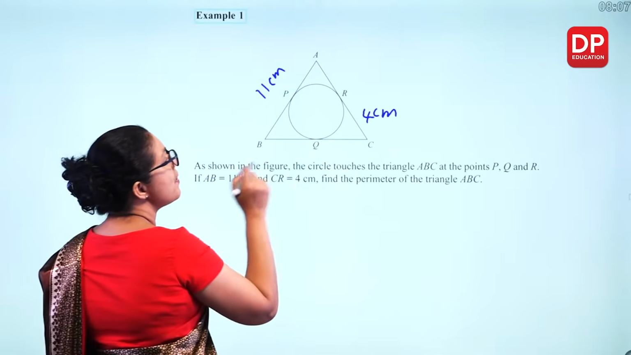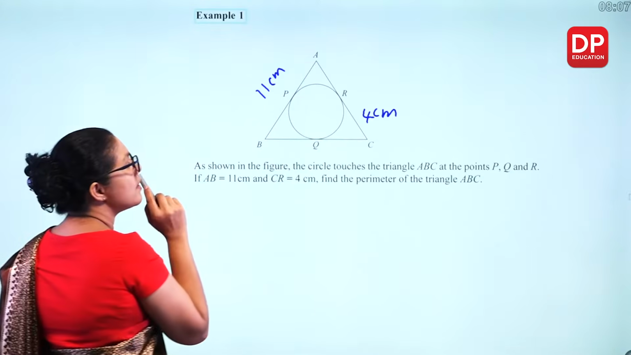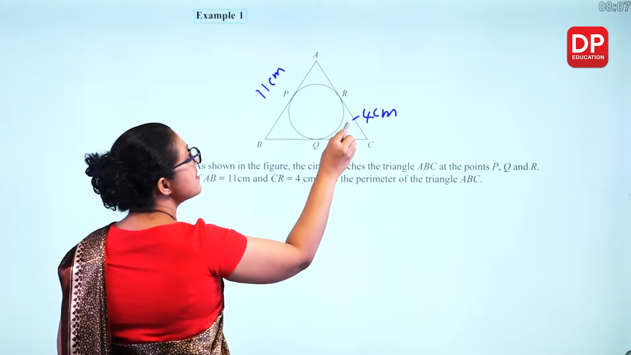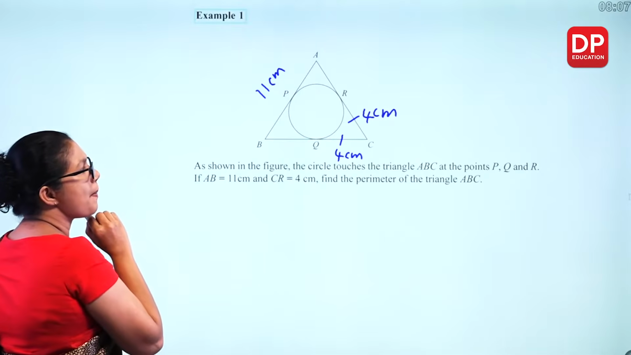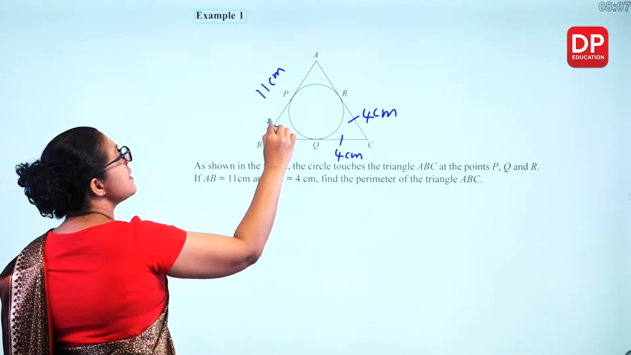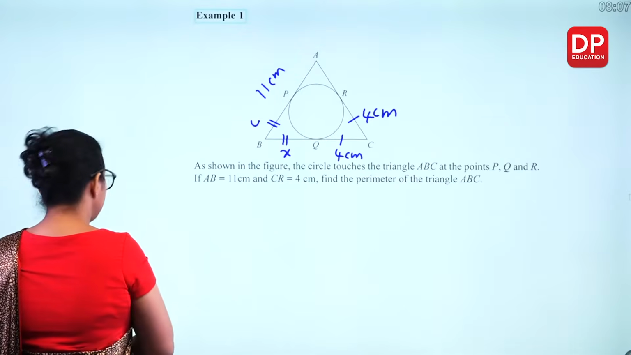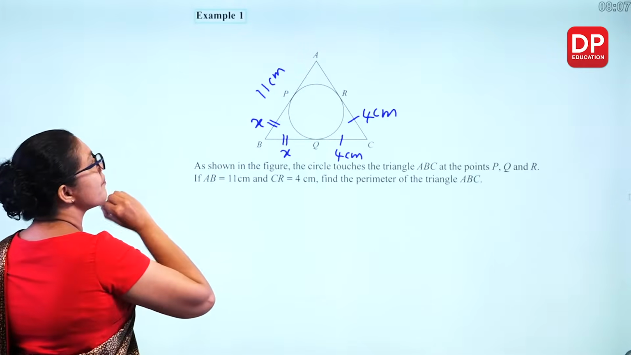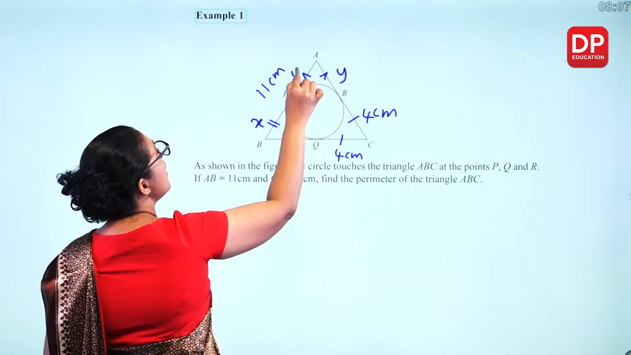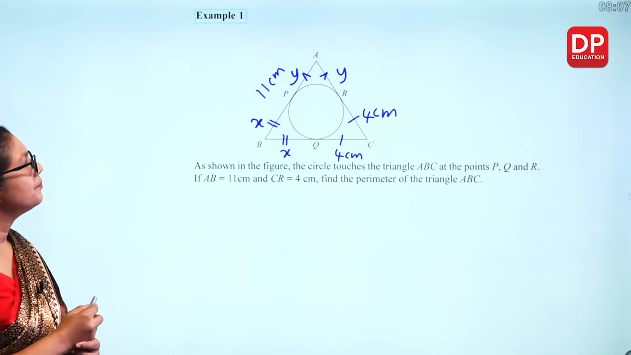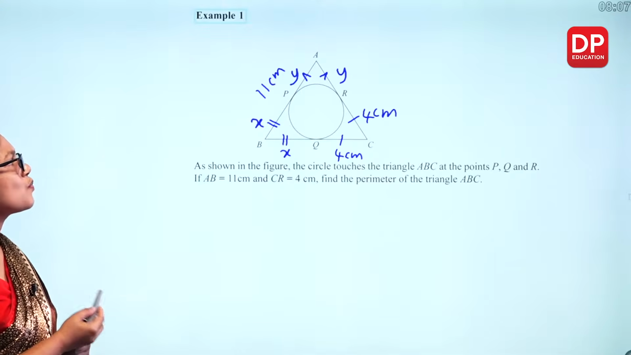What do we know from the previous theorem? Tangents are equal. This length and this length are equal, so this is also 4 centimeters. This length and this length are equal, so I'll put X. This is X. This length is also equal. I'll put Y and Y. Now we know AB is 11, so X plus Y is 11.